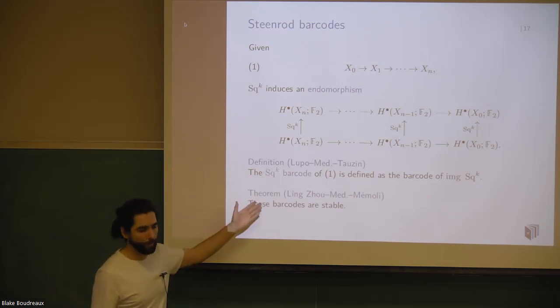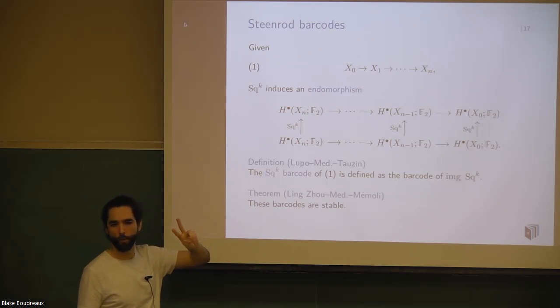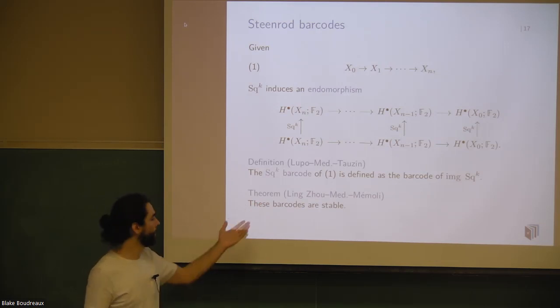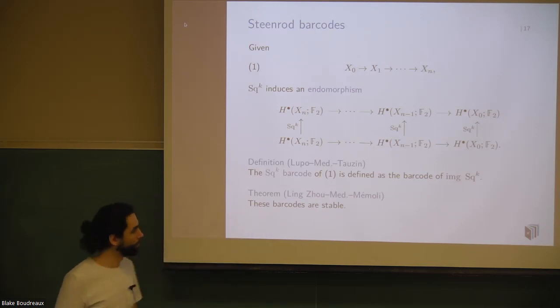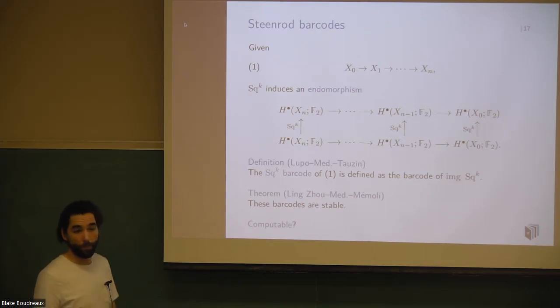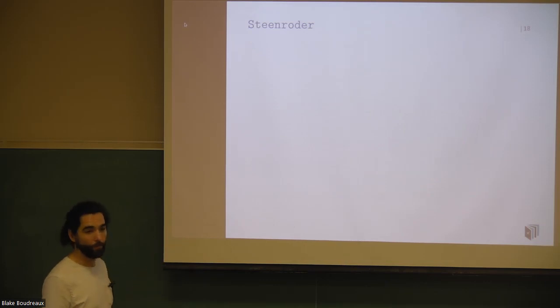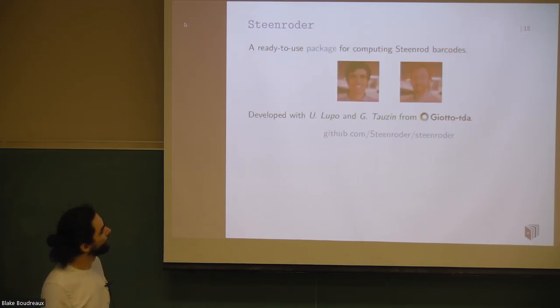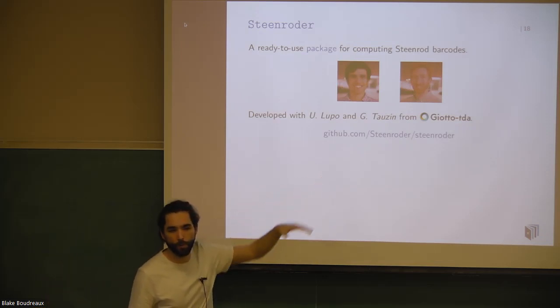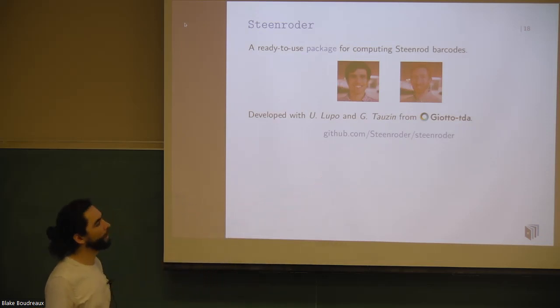And the two key things for the use of barcodes were that they're stable and they're computable. Well, this generalization is stable, shown by Lupo, Medina-Mardones, Tauzin, and myself. So we're still wondering if it is computable. And it is. We developed software with the two authors, Lupo and Tauzin, from the team that I told you about before, the Giotto-TDA team, that is a ready-to-use package that computes Steenrod barcodes pretty efficiently.